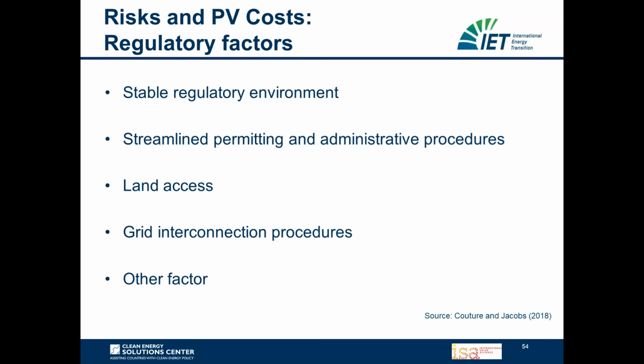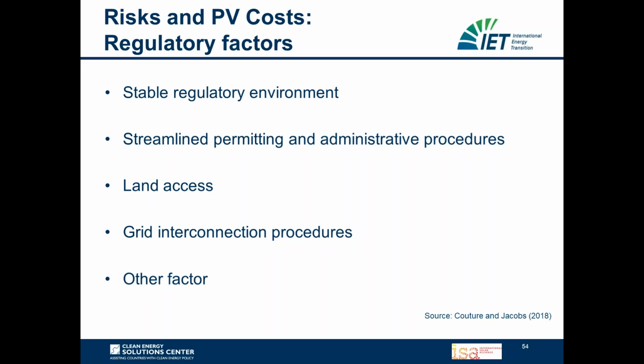When we talk about regulatory factors, we're talking about a stable regulatory environment in general. You should establish streamlined permitting administrative procedures. These can sometimes alone already reduce the cost of solar PV by 5 or 10%. Land access is, of course, also very crucial. Sometimes you have countries where you see a lot of speculation on land which might be used for solar PV, which will then, of course, in the end, increase the cost for generating electricity with solar PV.